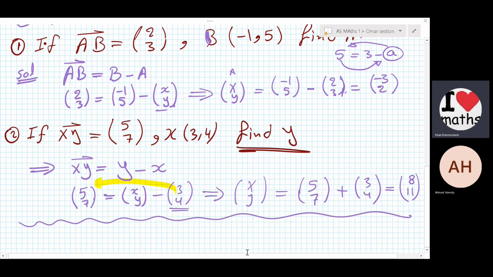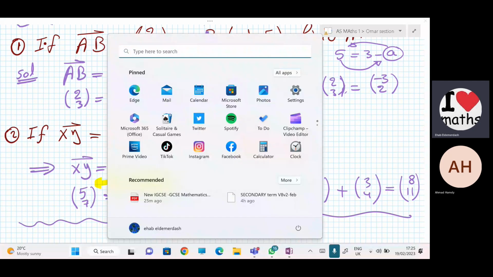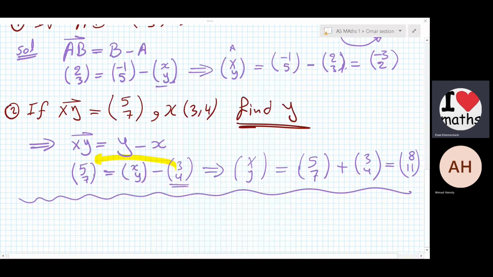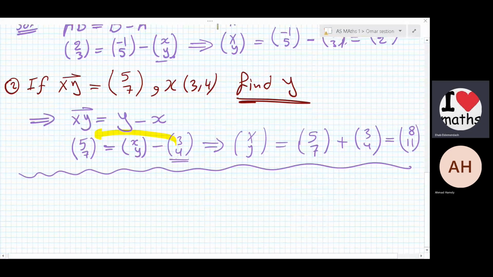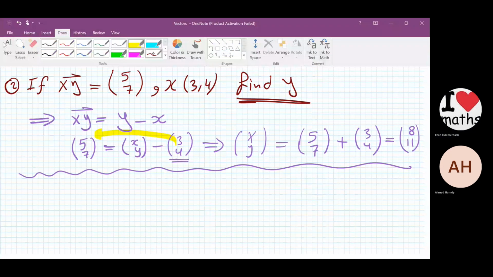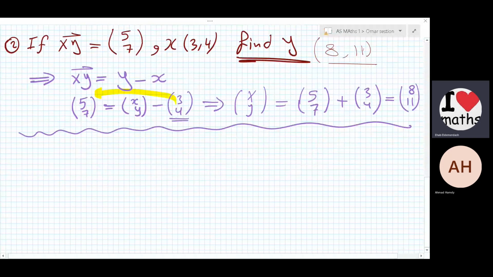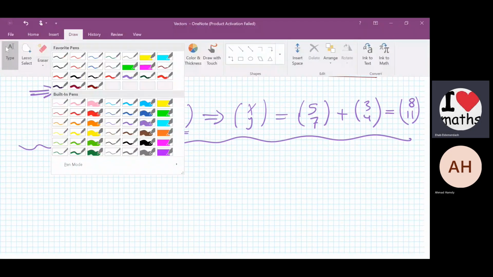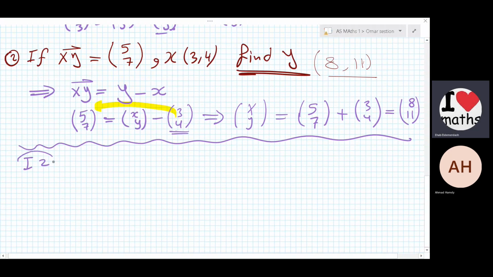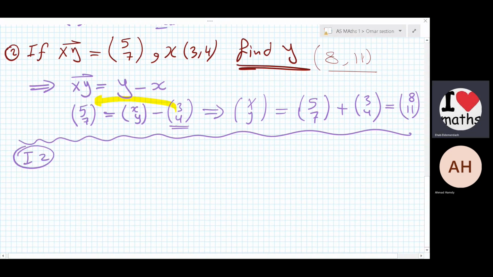We get it as 5 and 7 plus 3 and 4. I get the vector, and the point y turned out to be 8 and 11. That was just the definition of the first part, which is how to find the vector from the beginning to the end: the end minus the starting point. Do we have any problem with the first part? Let's go to the second piece of information. Information number 2. What happened for the second information?